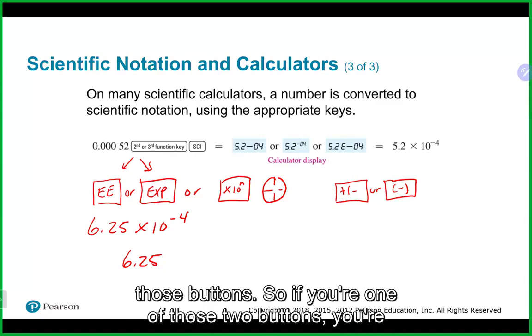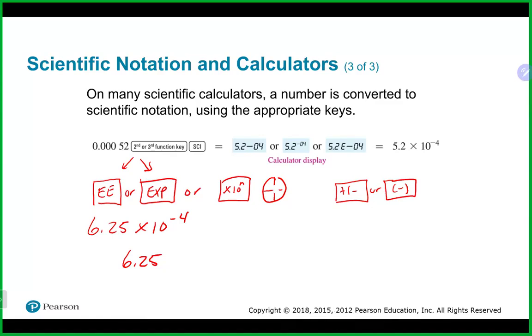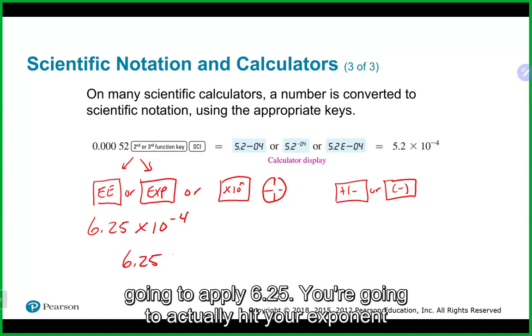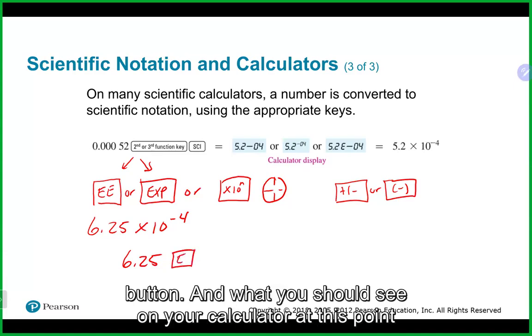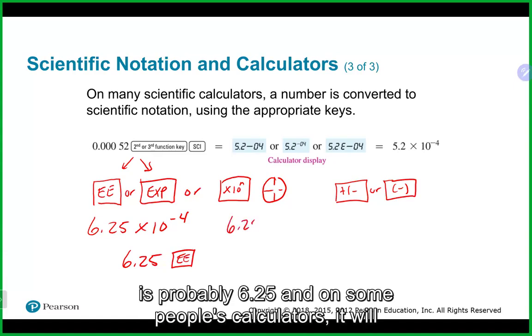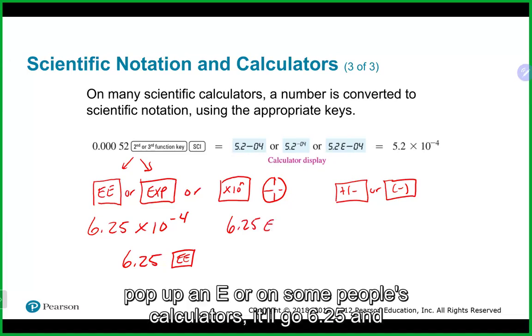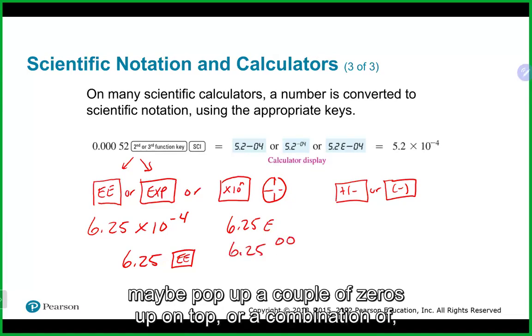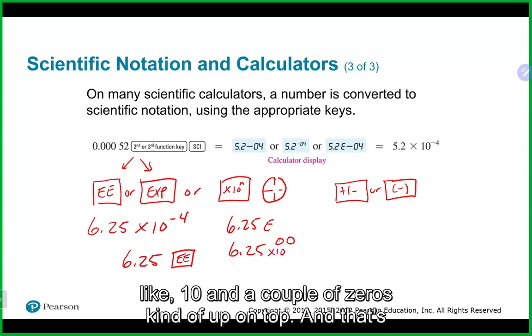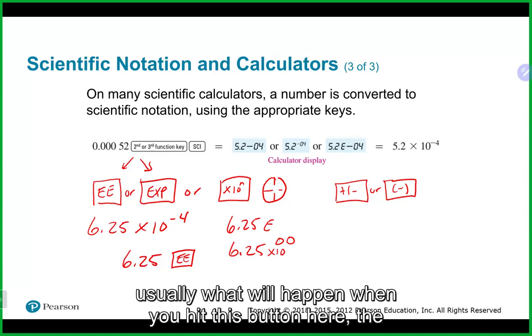So if you have one of those two buttons, you're going to press 6.25, and then you're going to hit your exponent button. What you should see on your calculator at this point is probably 6.25. On some calculators, it will pop up an E. Or on some, it'll show 6.25 and maybe a couple of zeros up on top, or a combination of 10 and a couple of zeros up on top. And that's usually what will happen.